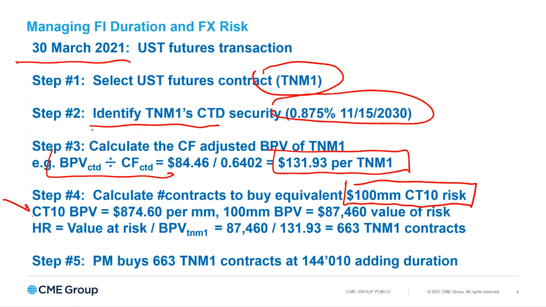The current 10-year note's basis point value is roughly $874.60 per million. Therefore, a $100 million risk position equates to $87,460. That's our value at risk, and then we take our futures value of an 01, divide it into that number to arrive at the number of futures contracts that we want to use to create a replication of that risk position. So this portfolio manager buys 663 June Ultra 10-year notes at 144 and 1/32 price to replicate that risk, adding duration to her portfolio.